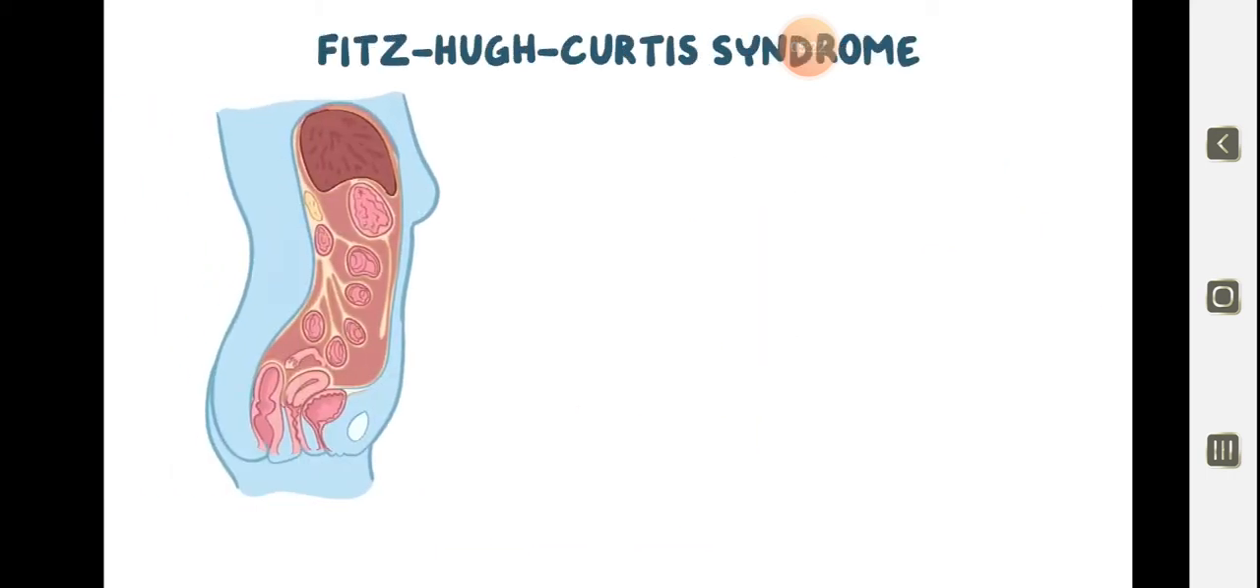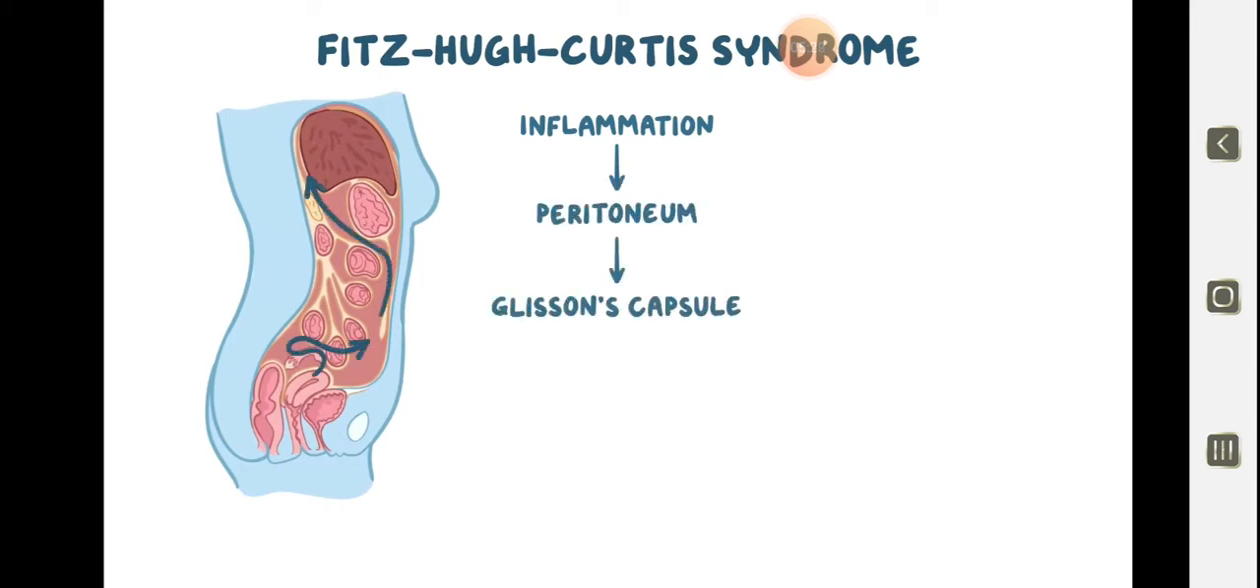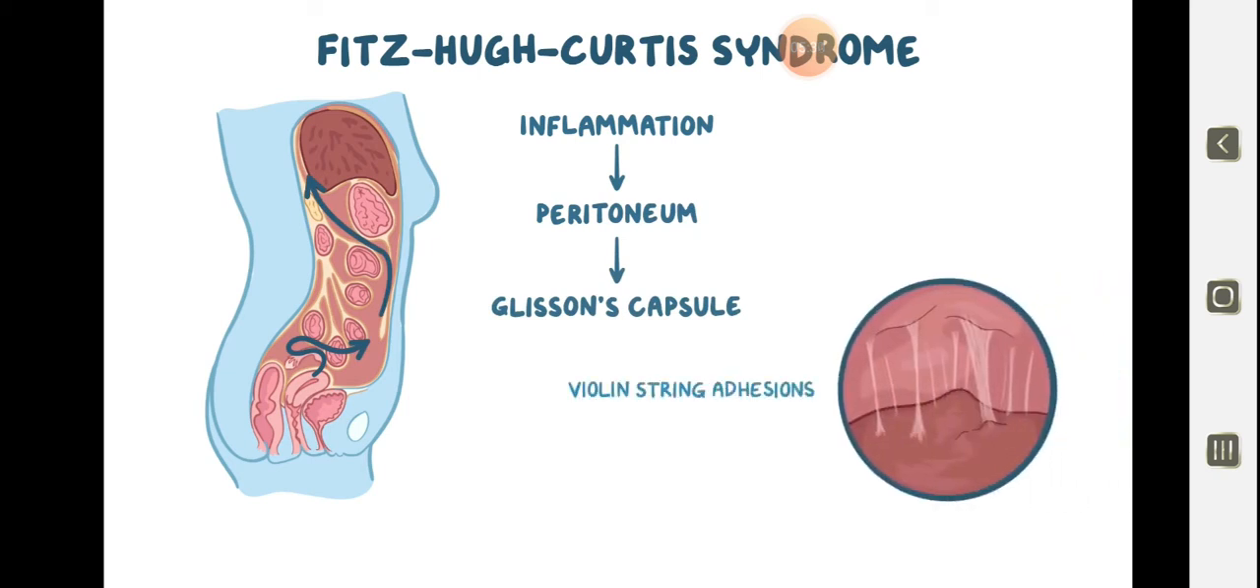One last complication is Fitz-Hugh-Curtis Syndrome, which occurs when the inflammation from PID spreads to the peritoneum and, from there, to Glisson's capsule, which surrounds the liver. This results in violin string adhesions, or thin strings of scar tissue that attach the liver to the peritoneum.